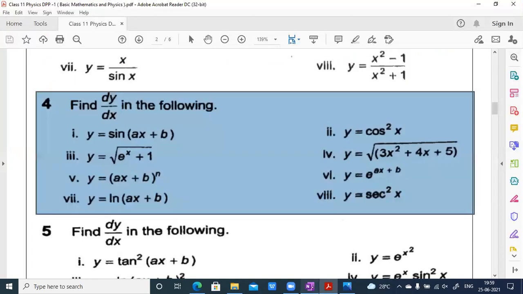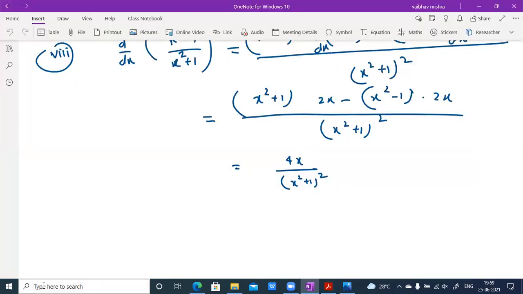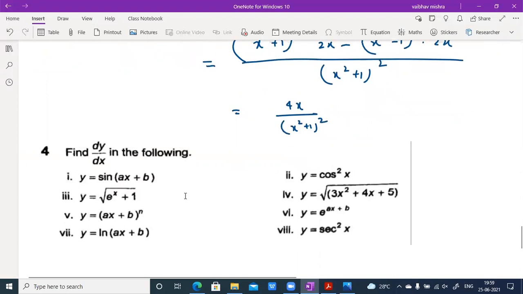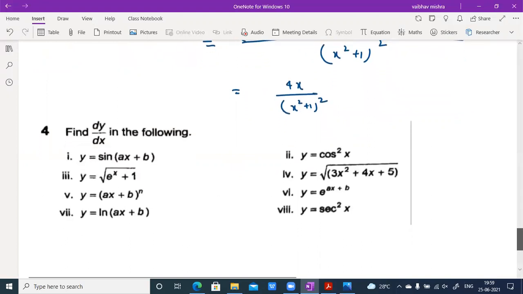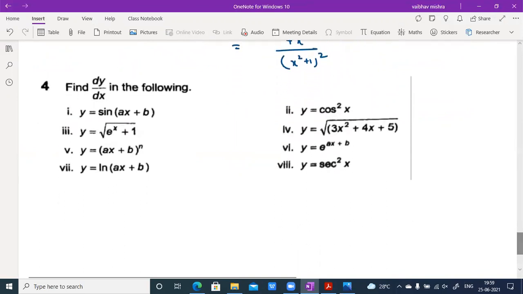Yes. So what will be the answer to the first? Sia, how to differentiate the first? Sine of ax plus b.